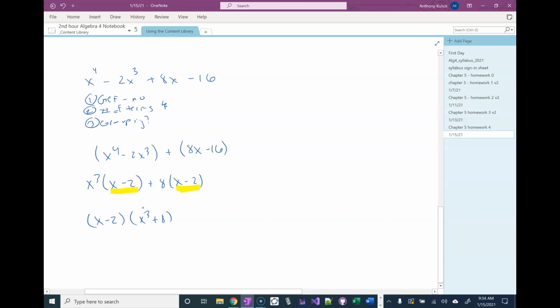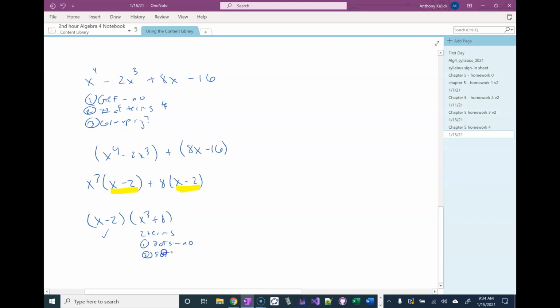Then I need to check to see if I can factor the x minus 2. And I'm not going to even bother running through the checklist there because I notice it's linear. So I know there's nothing I can do with that. The x cubed plus 8, though, maybe we can do something with. So that's 2 terms. And the first thing we look for, is it a difference of 2 squares? Obviously not, because the exponent is odd, right?